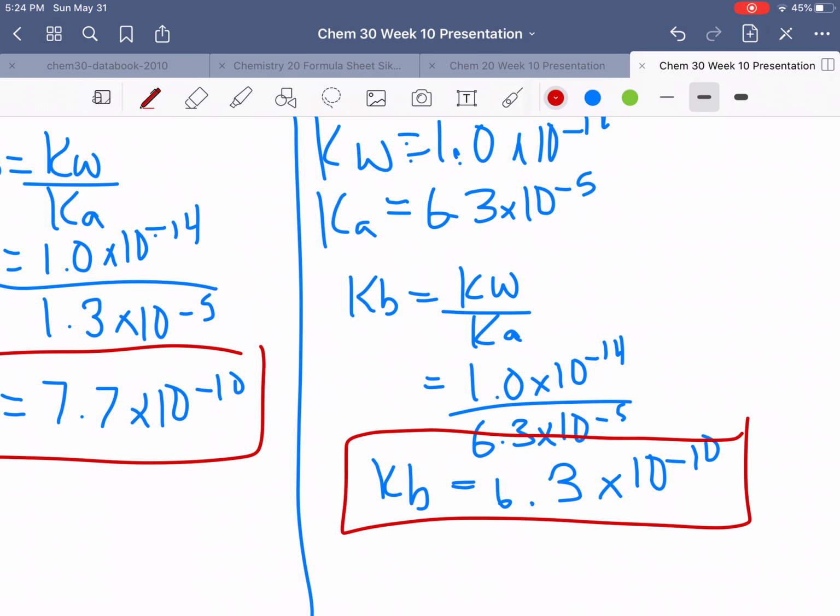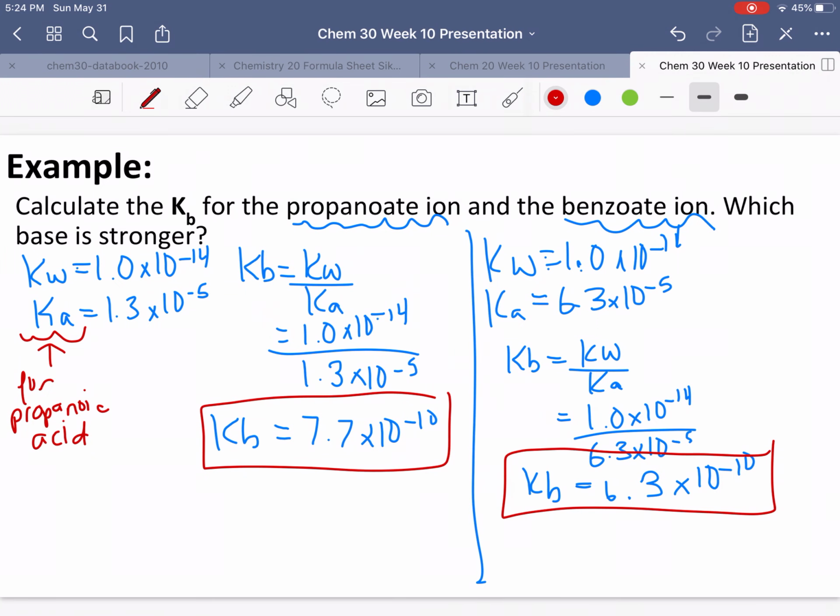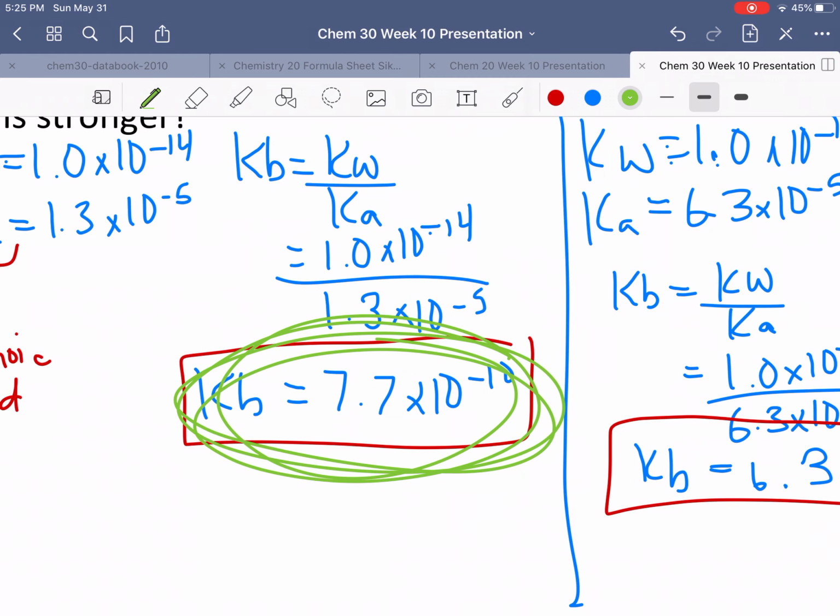Now, back to the question, it said, which is the stronger base? Well, ultimately, guys, the one with the higher base ionization constant is going to be stronger because it means it ionizes a little bit better. It's going to favor the products a little bit more. If it favors the products, we will have slightly more hydroxide, thus making a stronger base. And in this scenario, this number for the propanoate ion is slightly higher. Therefore, there is my stronger base.